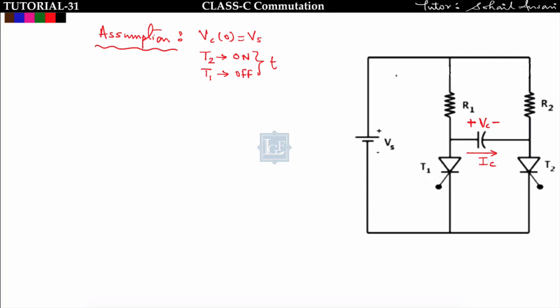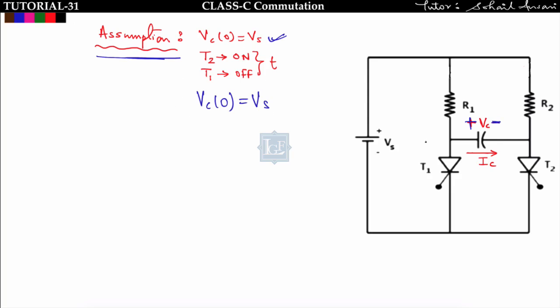See, this is the circuit arrangement. Here two thyristors are connected like this. In between the two thyristors, this capacitor is connected like this, and I am assuming that Vc of 0 at t equal to 0 is equal to the supply voltage, meaning the capacitor is charged with polarity like this at t equal to 0. So what will be the Vc of 0? Vc of 0 will be equal to Vs. This is the first assumption.